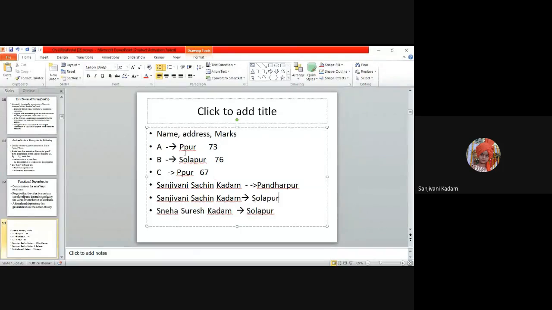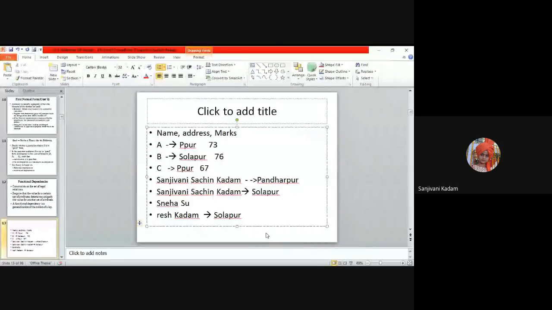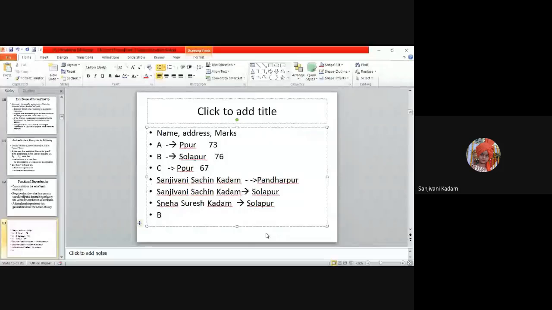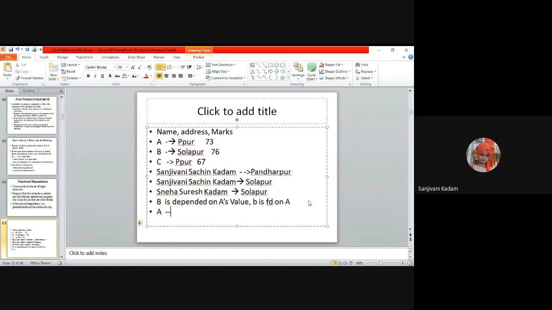So here I'm considering that this attribute is A and this attribute is B. Here we are learning the concept of functional dependency. If B's value is dependent on A's value, then we say that B is functionally dependent on A. This is the definition of functional dependency. So when can we say B is dependent on A? If A is changed, then B should also change. If A is the same, then B must also be the same.